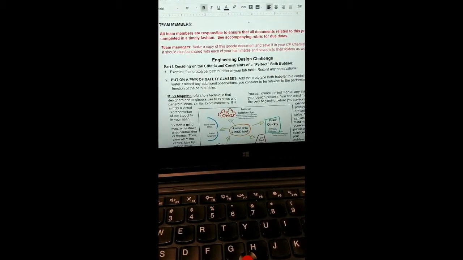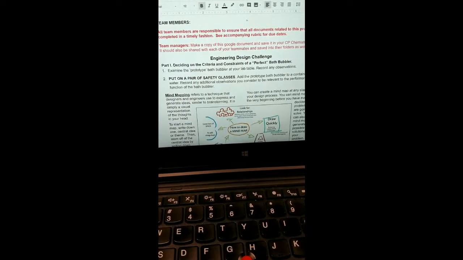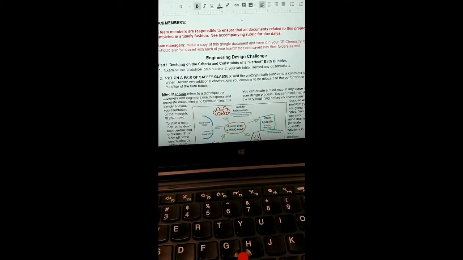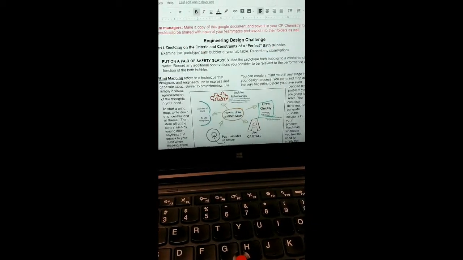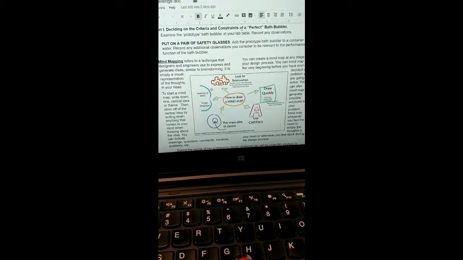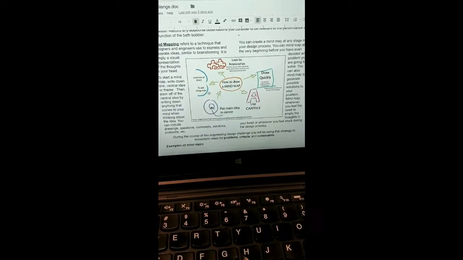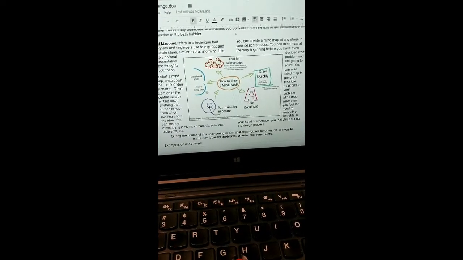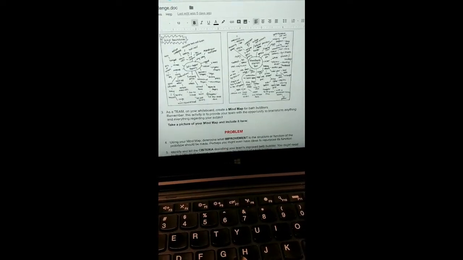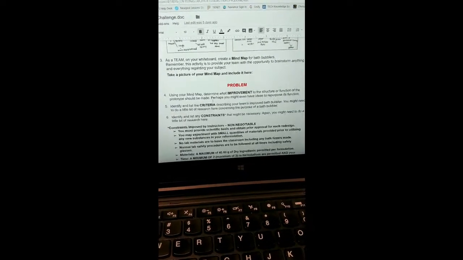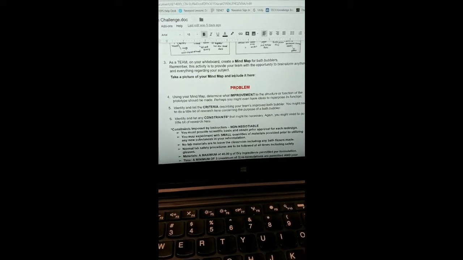I made a prototype for the students to examine. They had to identify any observations. Then they tested the bath bubbler. I then asked them to make a mind map, and with the mind map, I asked that they include some criteria and constraints. I gave them some examples of mind maps, like you see here. And then I had them take a picture of their mind map and include it there.